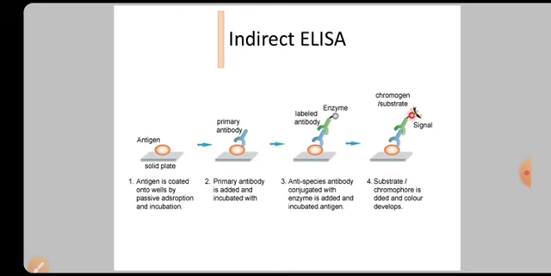So now it is a coronavirus-antibody complex. If you add substrate, the enzyme acts on the substrate and forms the color. If color is more, that means the coronavirus is more. If color is less, the coronavirus is less.